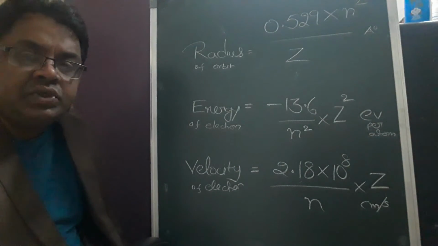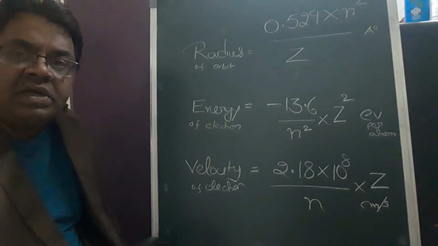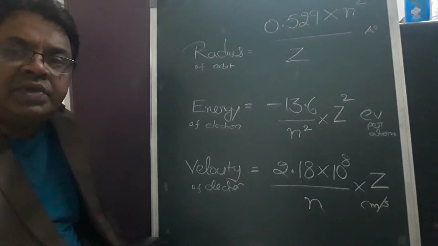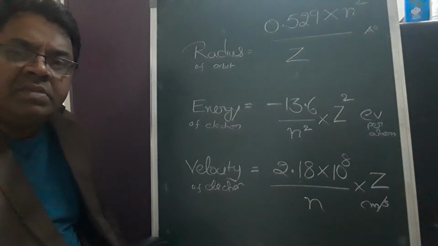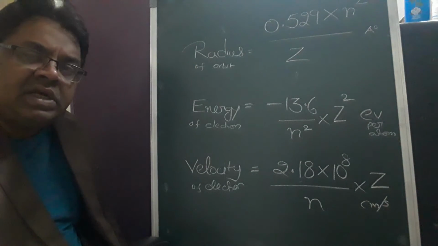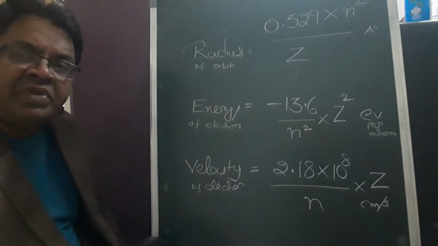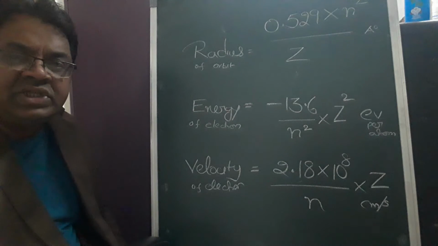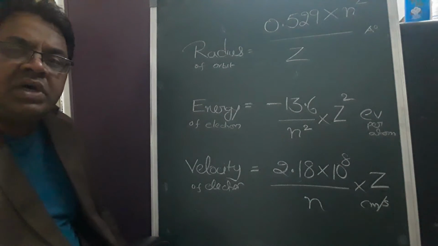Hello students, today I want to discuss an important concept in atomic structure, Bohr's model. In Bohr's model, generally you will read some postulates, which may come in the objective as true or false statements. The other topics are the drawbacks of Bohr's model, and then we can find out the energy, radius, as well as velocity of the electron.